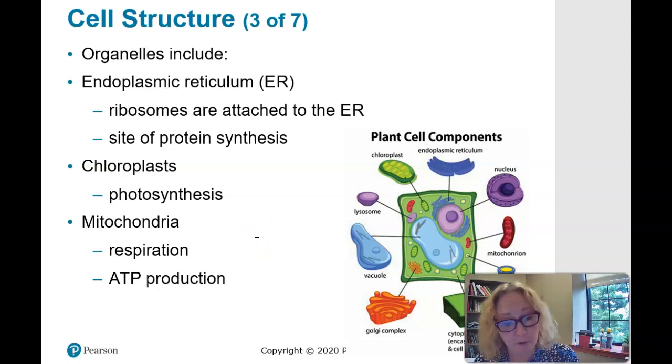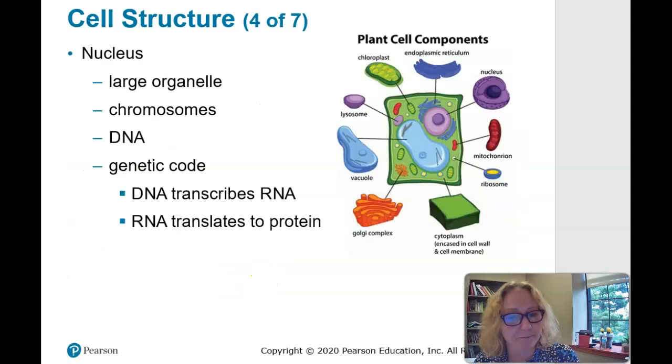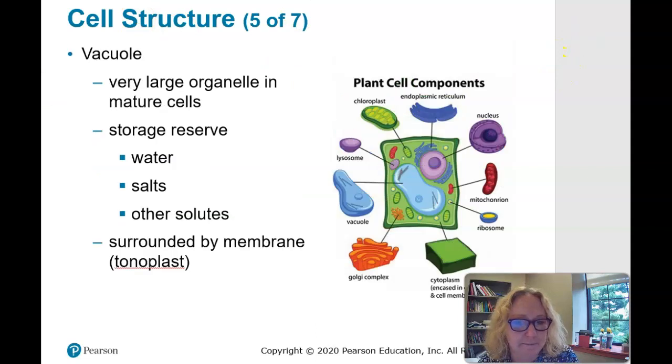You've got the mitochondria, the powerhouse of the cell, right? Cellular respiration. Yep, also happens in plants. You have your ATP production, all of this in the mitochondria. You've got a nucleus. It's got chromosomes in it. It carries your genetic code. The DNA transcribes RNA, and the RNA translates to protein, and all that is going to happen with the DNA that's in the nucleus. The vacuole.